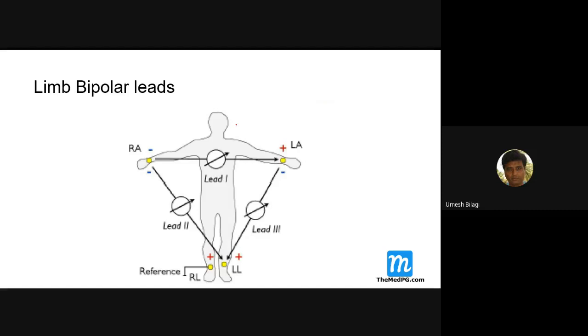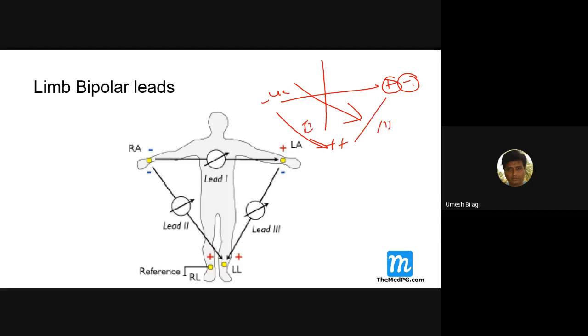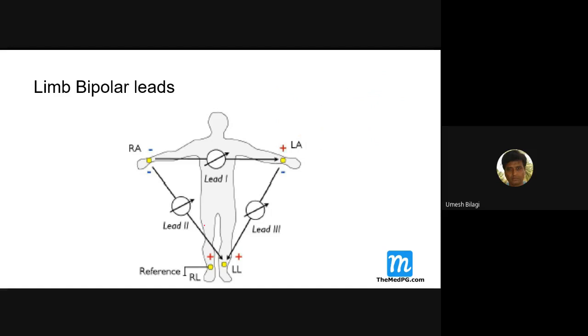By remembering this diagram, you can answer, because the heart is like this. This part is always positive. This can be positive or negative depending upon the lead. For lead 3, it is negative. For lead 1, this is positive. Whereas this is always negative, whatever it is. So this is lead 3, sorry, this is lead 3. This is lead 1.